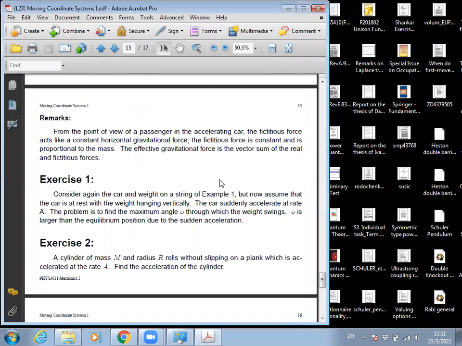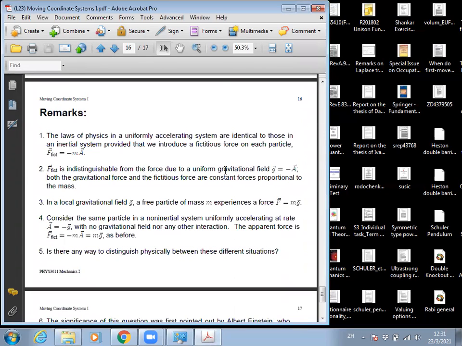So keep this in mind. This is a very, very important insight. The laws of physics in a uniformly accelerating frame are identical to those in an inertial system, provided that we introduce a fictitious force on each particle. The fictitious force is indistinguishable from the force due to a uniform gravitational field. So both the gravitational force and the fictitious force are constant forces proportional to mass.